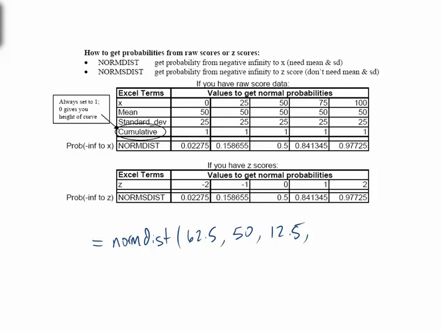Is it a continuous probability or a discrete probability? In this class, we will always use continuous probabilities. So we're going to use this value of 1.